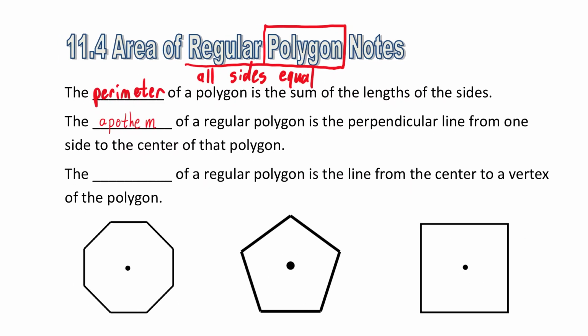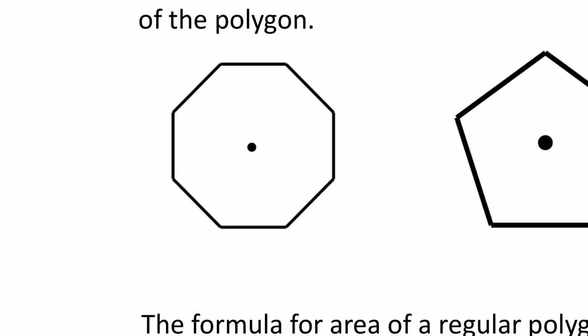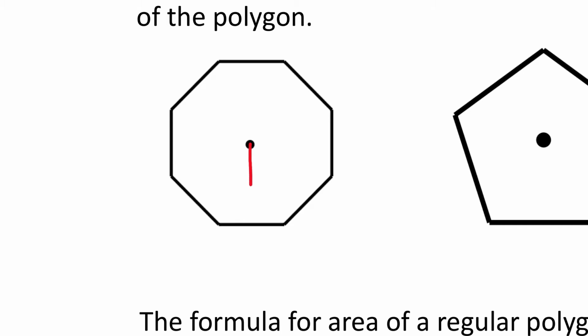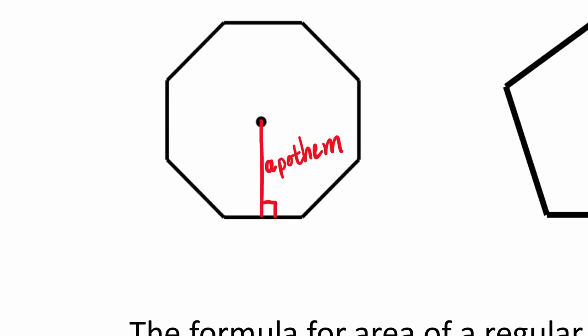The next one here, the blank of a regular polygon is a line from the center to a vertex. This is the radius. The radius of a regular polygon is a line from the center to a vertex. All right, so on this first one right here, if I drew a line from the center straight out to the side where it's 90 degrees right here, this is what we call an apothem. Now, if you draw a line from the center out to a vertex, right here, there's a vertex, this is what we call a radius.